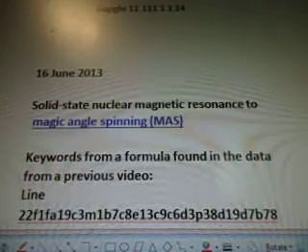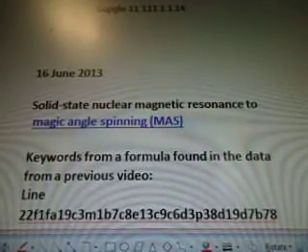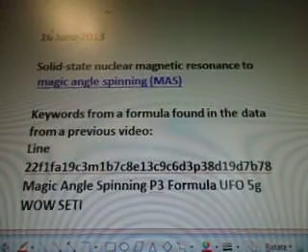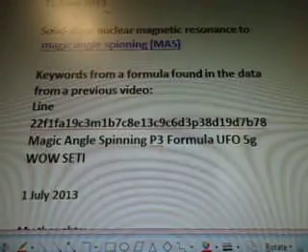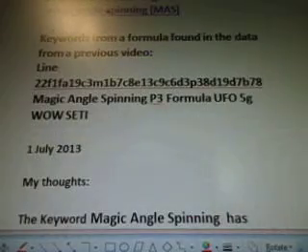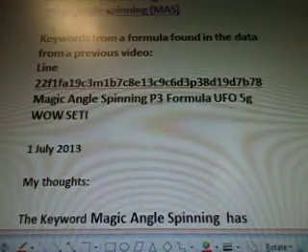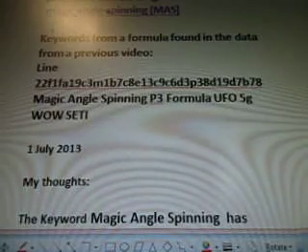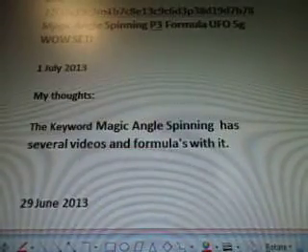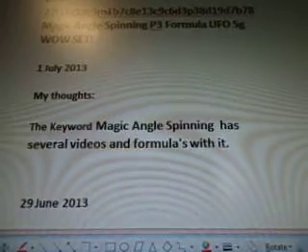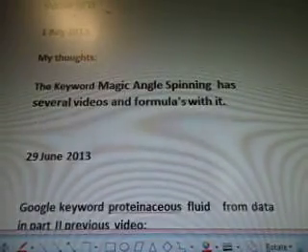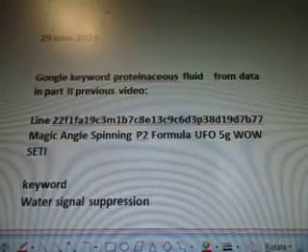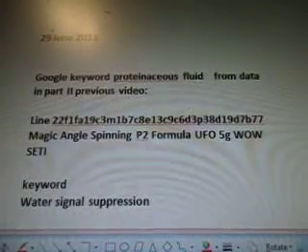Today's July 7th. This is solid state nuclear magnetic resonance, magic angle spinning, MAS. Keywords from a formula video was in line 7B78. It's called magic angle spinning P3 formula, which was the previous video. P3 formula UFO, sorry. July 1st, 2003, my thoughts. The keyword magic angle spinning has several videos and formulas with it, which we've already gone through. June 29th, 2013, that's when I was doing the research originally.